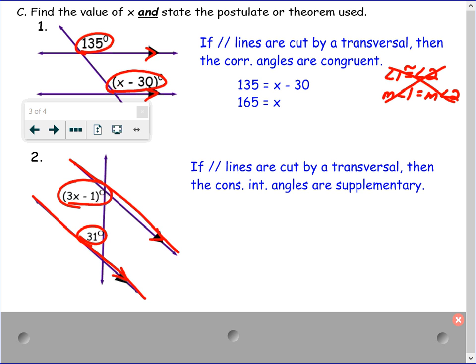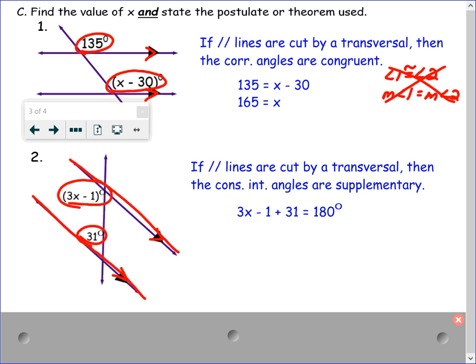Good, I hope you remembered that if parallel lines are cut by a transversal, then these are consecutive interior angles and they are supplementary. So go ahead and pause the video again, and I want you to write the equation that goes with that theorem. So you should have 3x minus 1 plus 31 equals 180 degrees.